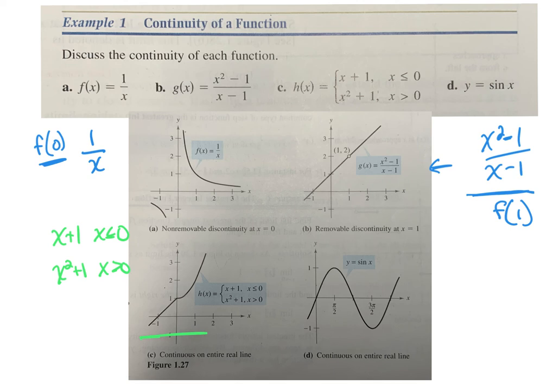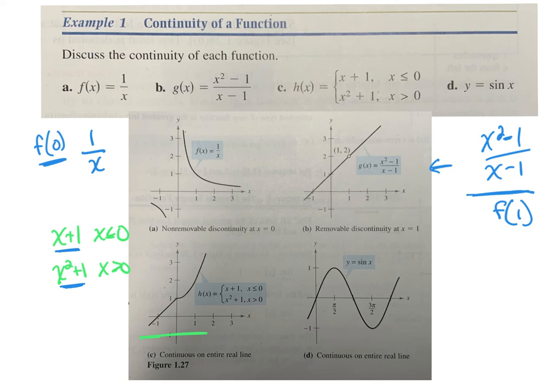Well, I'm going to look at the first part, x plus one. Is just that guy continuous, x plus one? That's actually a line, isn't it? Yeah, it's continuous. Is x squared plus 1 continuous? Well, yeah, I don't have a square root or a denominator that causes a problem. That's actually a parabola, right? So those two pieces are continuous.